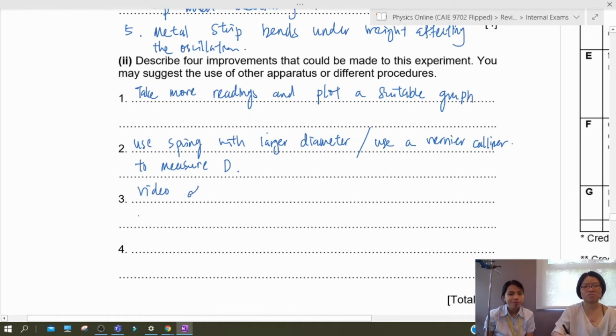Can. This is so meta right now. What is meta? Video experiment. We are videoing ourselves talking about videoing the experiment.